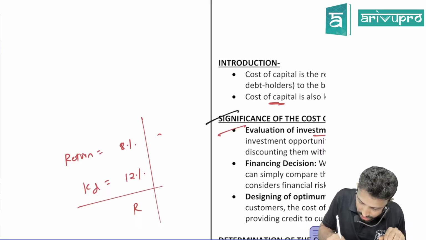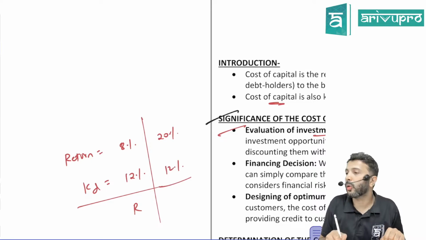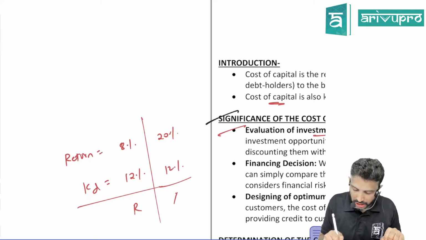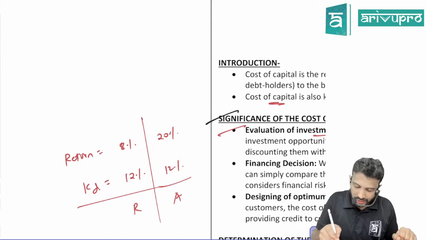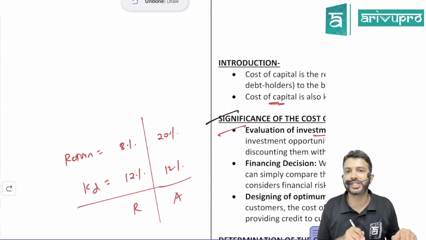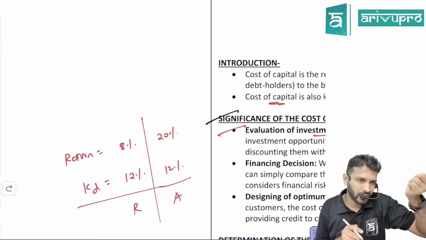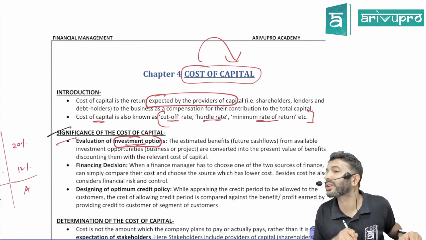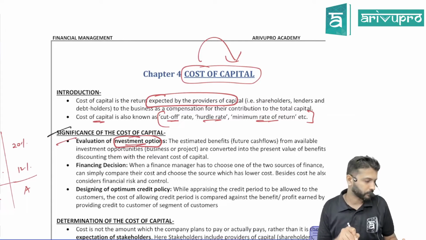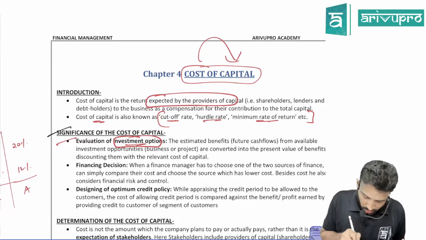Suppose the return was 20%. Cost of debt is only 12%. That means now you will reject the project or accept the project? Accept the project. That means you are deciding this acceptance or rejection keeping one parameter in mind, which is what? Cost of capital. That is what I've written over here. You can take investment decisions with the help of cost of capital. That's the first aspect. Okay? Any doubts? Next one.